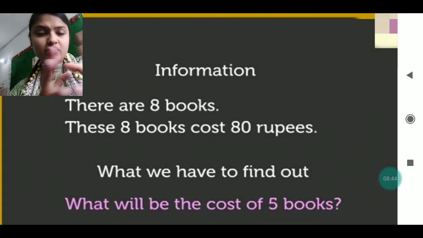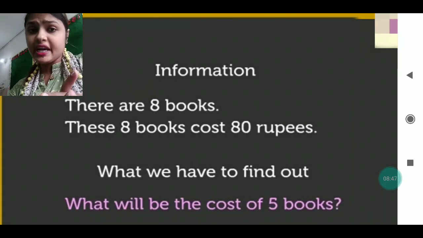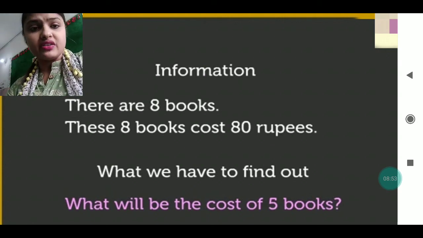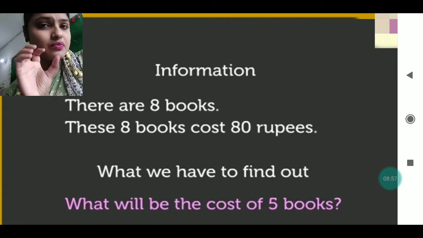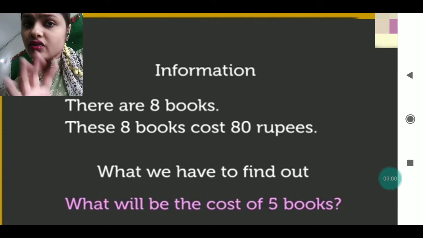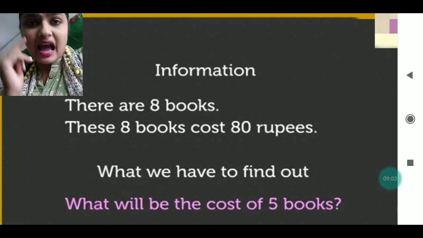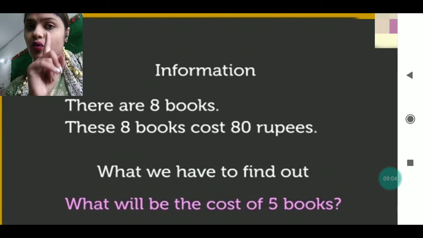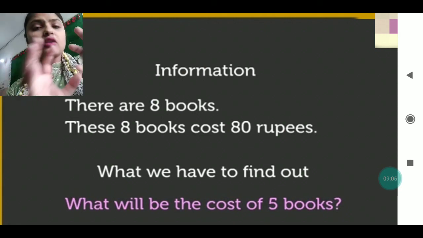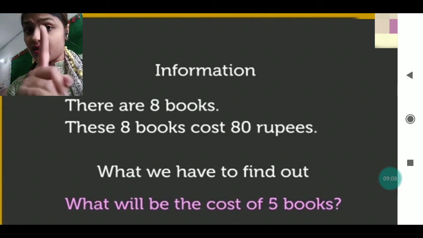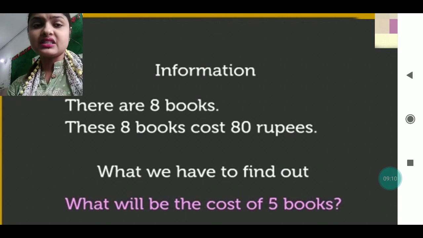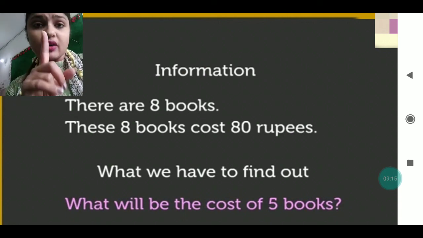Likewise, if this information is given, you can see there are 8 books. These 8 books cost 80 rupees. We have to find what will be the cost of 5 such books. So for finding the cost of 5 such books, first we have to know the cost of one particular book, because the total cost of 8 books is given, not the cost of one book. So first divide 80 by 8, then you will get the cost of one particular book.